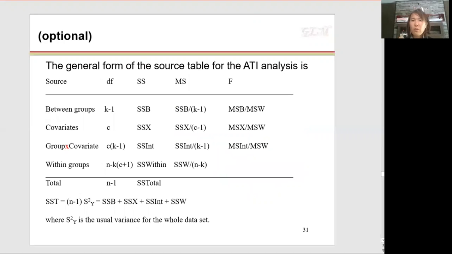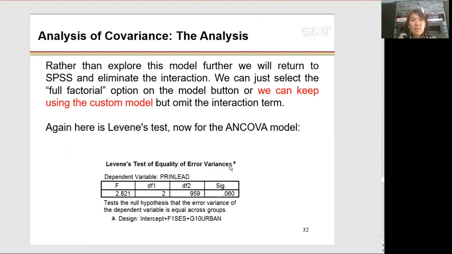This is optional, so you can see the degrees of freedom. I left this slide set here for the advanced level students. This is the formula for the F-test, mean square and sum of square. Rather than explore this matter further, we will return to SPSS and eliminate the interaction. We can just select the full factorial option on the model button, or we can keep using the custom model but omit the interaction term.